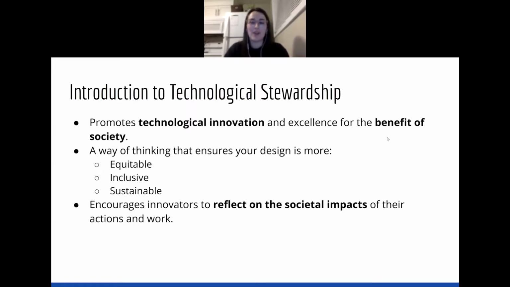Before getting into the objective and problem behind our design and how tech stewardship connects to it, it's important to first understand what tech stewardship is. For our group, technological stewardship introduces ways to apply behaviors in order to help promote technological innovation. While doing so, it aims to ensure that there is a benefit for all society while still realizing the possible unintended consequences. These behaviors and ways of thinking work to ensure that designs are equitable, inclusive, and sustainable throughout a project's lifetime. When applying tech stewardship practice, innovators are forced to reflect on the societal impacts in their actions and work on how their technological choices will have both positive and negative effects.